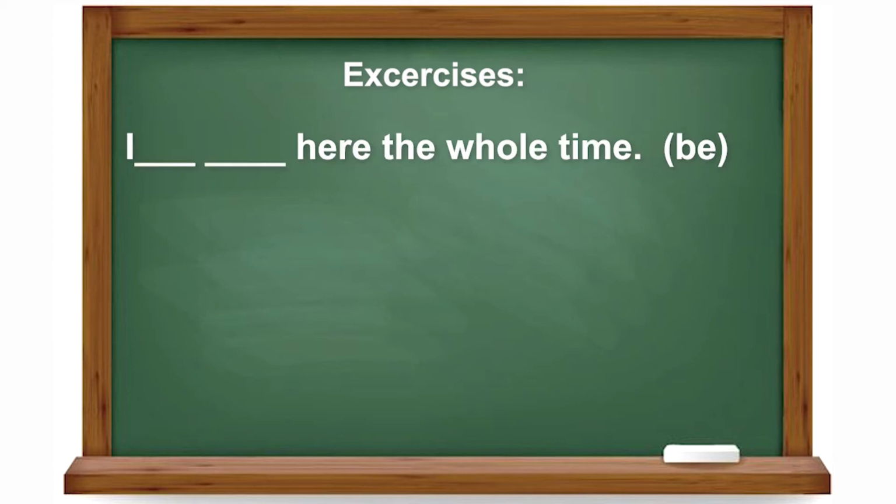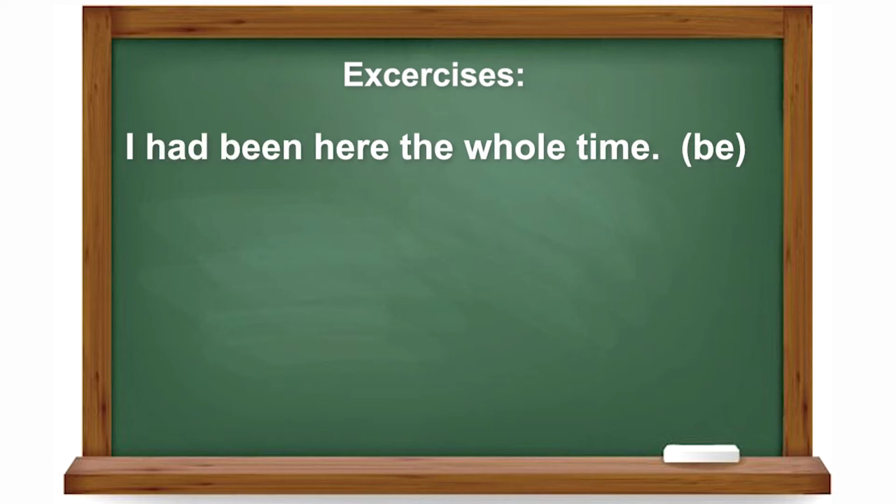Look at the screen. Now, here we have I, blank space, blank space, the whole hour. And the verb that you have to use is be. So what do you have to do in order to use the past perfect tense in the correct way? That's right. If you thought about, I had been, you were right. Good job, my student. You're very smart. Of course you are. Now let's do another example.